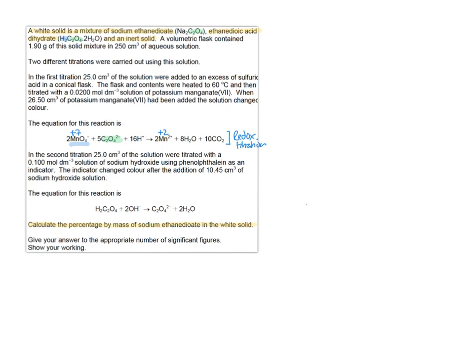If we look at the second titration, as soon as we see the hydroxide, and as soon as we see the fact that we're starting with ethanedioic acid dihydrate, then we must be having an acid-base titration here.